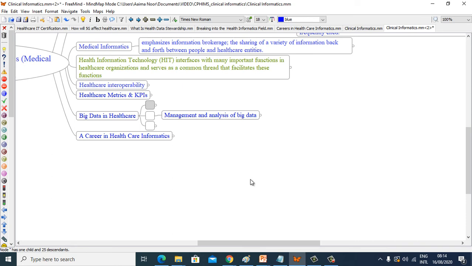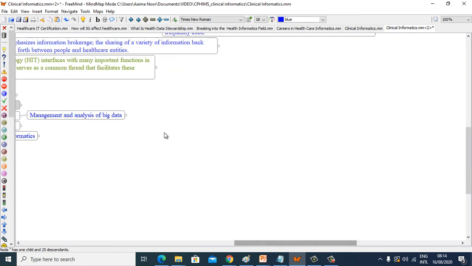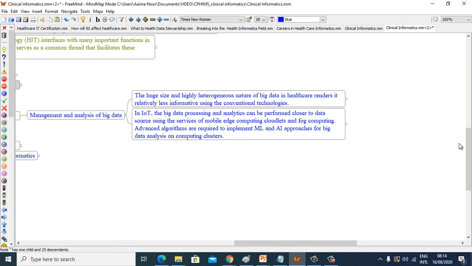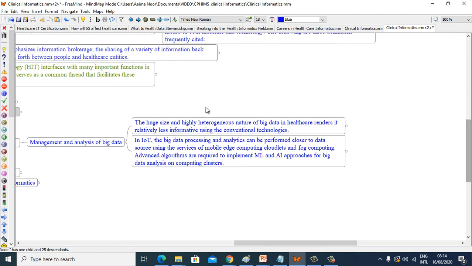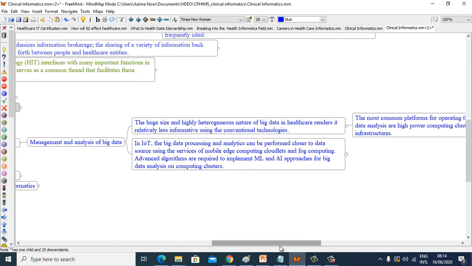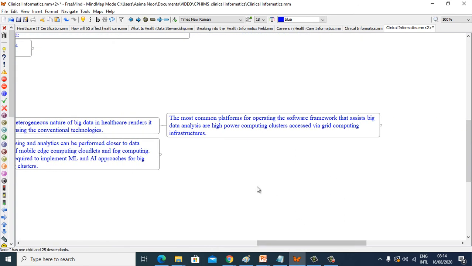Now see management and analysis of big data. The huge size and highly heterogeneous nature of big data in healthcare render it relatively less informative using conventional technologies. The most common platform for operating the software frameworks that assist big data analysis are high-power computing clusters accessed via grid computing infrastructure.